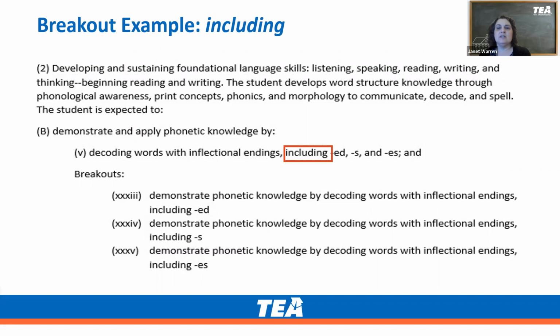When a student expectation includes including, everything in the list following including will be a separate breakout. This example is from English Language Arts and Reading, Grade 1 SE 2B. There are 6 different parts to the SE, but I am only showing you part 5 of this SE for this example. The student is expected to demonstrate and apply phonetic knowledge by decoding words with inflectional endings including ED, S, and ES. All 3 of these are divided into separate breakouts, including ED, including S, and including ES.